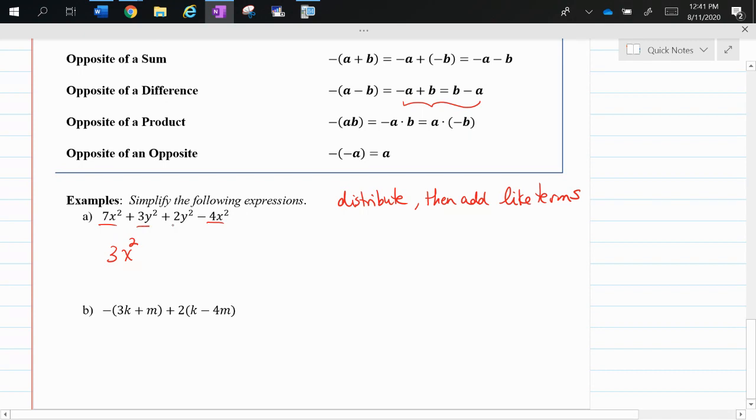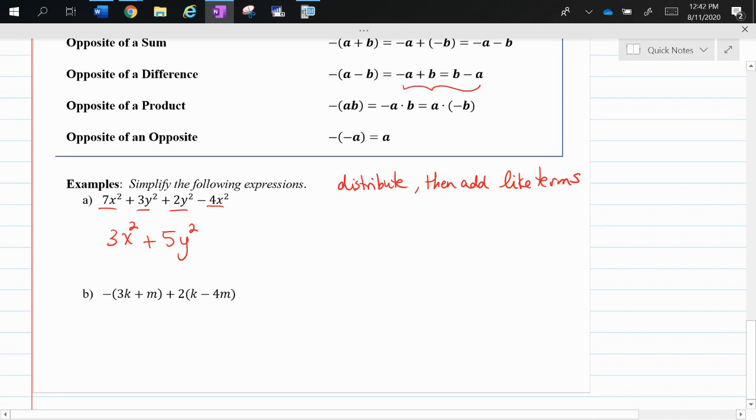And then I have 3y squared and 2y squared, which is 5y squared. Same thing. I added the coefficients. The variable part stays the same. Okay, and then letter B, same thing here. We need to distribute. We have a negative 1 to distribute. So we're going to distribute our negative 1. Negative 1 times 3k would be negative 3k. Negative 1 times m would be negative m.